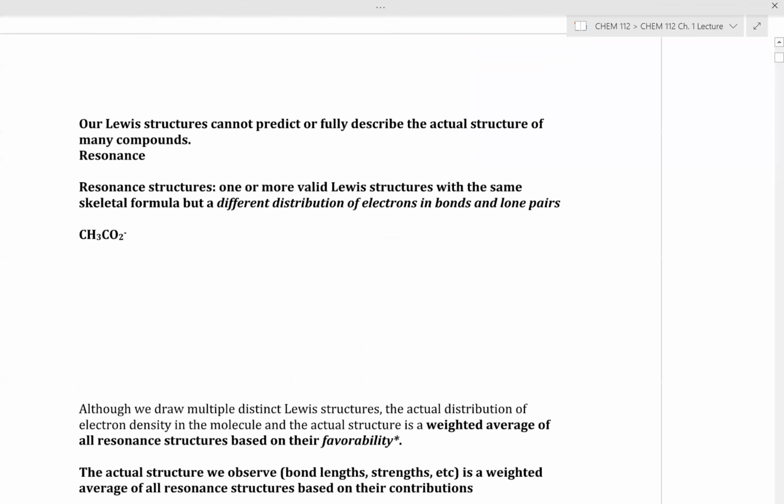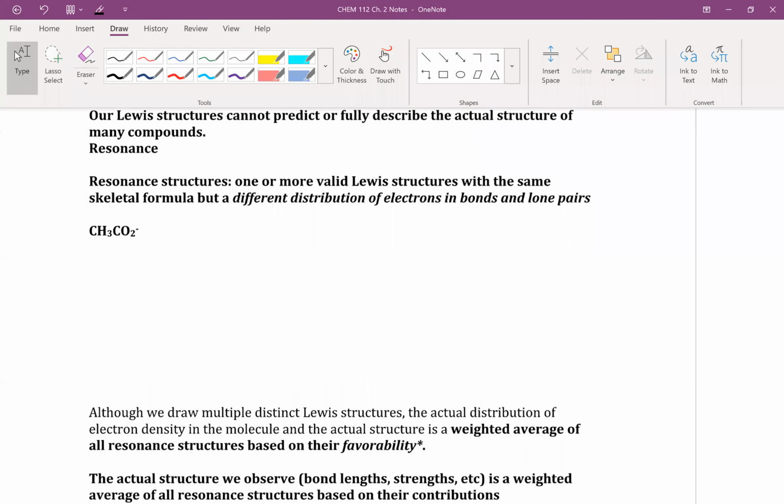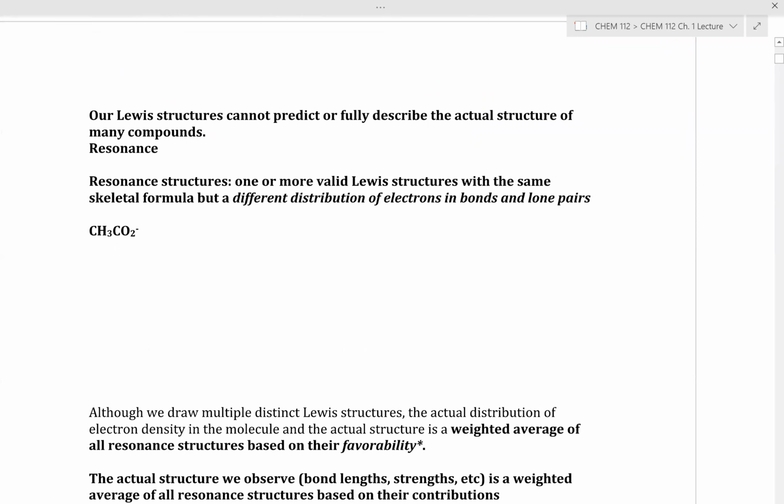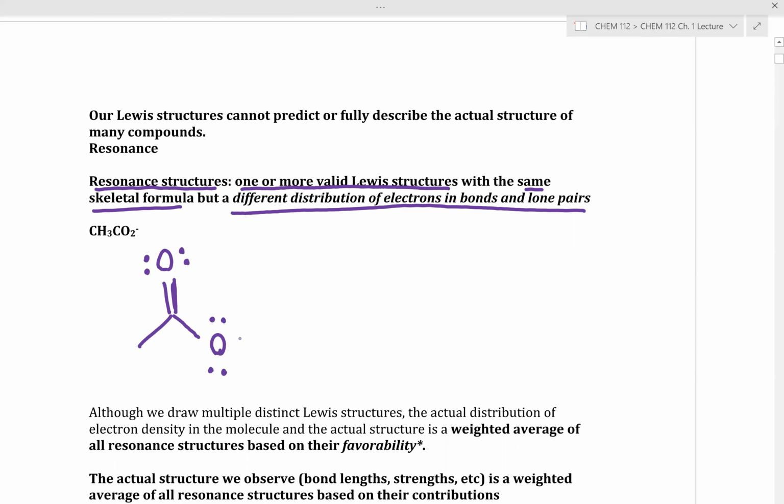So, our Lewis structures cannot fully describe the actual structure of many compounds. In resonance, we'll be drawing a lot of these resonance structures in today's class. These are one or more valid Lewis structures with the same skeletal formula, but a different distribution of electrons in bonds and lone pairs. So for example, for acetate, we drew our first boilerplate structure that looked a little bit like this. So this is our first structure that we drew for acetate.